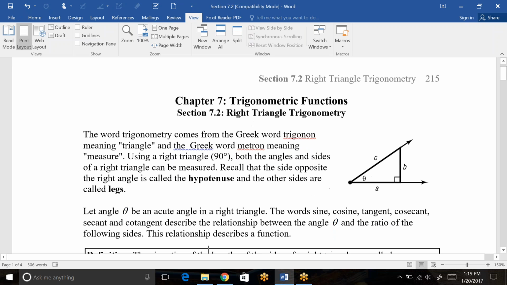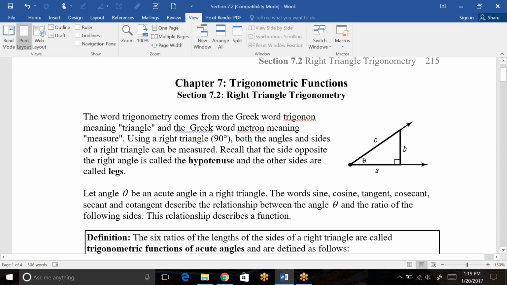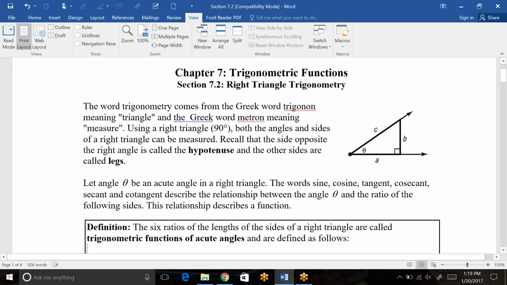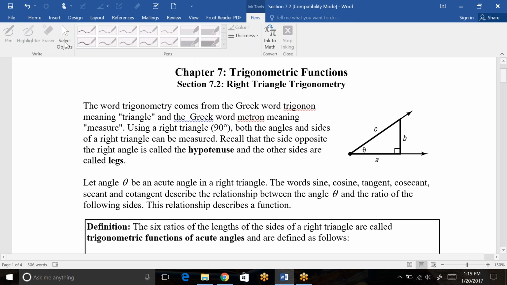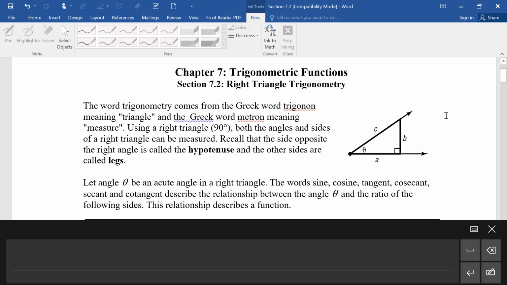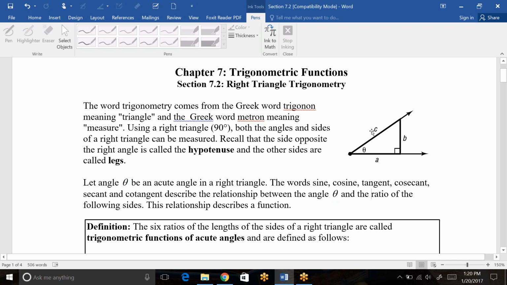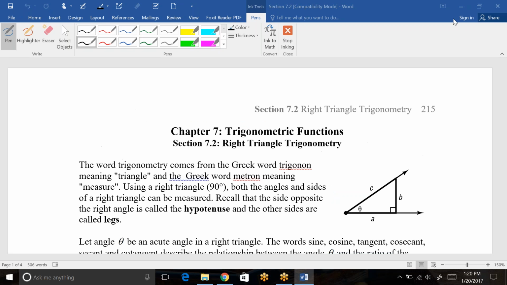Using a right angle, which is 90 degrees, both the angles and sides of a right triangle can be measured. Recall that the side opposite the right angle is called the hypotenuse. So if you're wanting to label that on this picture over here, it would be the side C, because that is the one that is across from the 90-degree angle. So in this picture right here, let me label this with the word hype for hypotenuse.